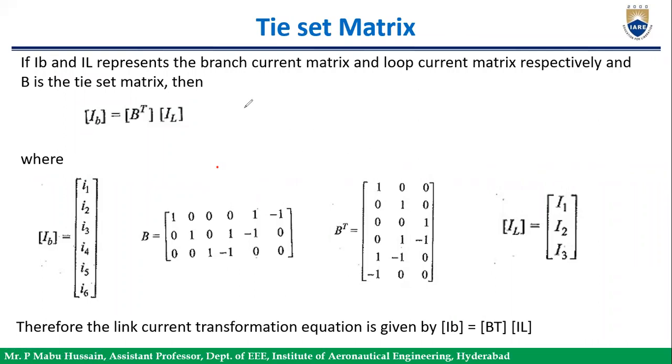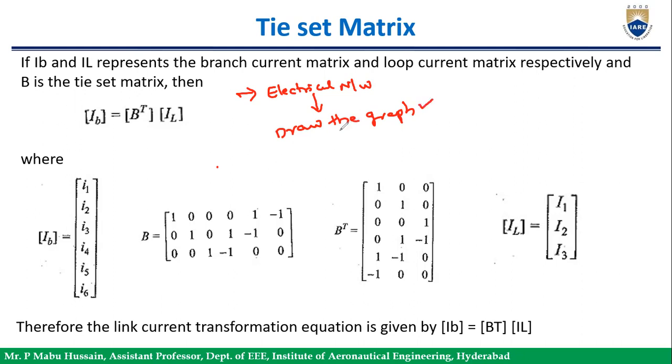See here. First you will be given one electrical network. From the electrical network, you have to draw the graph. How can you draw the graph? All the passive elements in the electrical network are replaced by line segments. Voltage sources are short circuited and current sources are open circuited, so that you will get one graph.